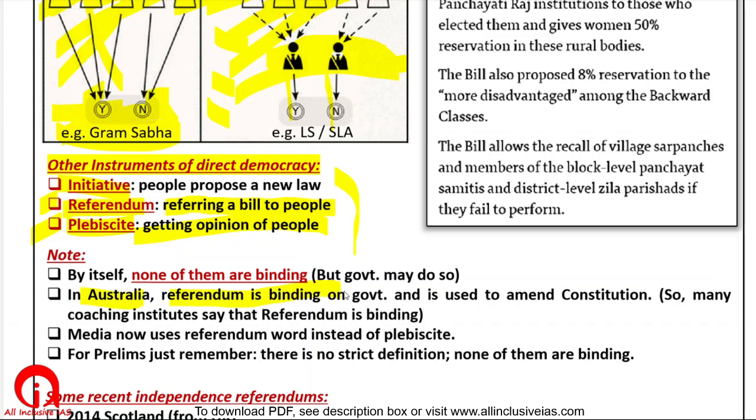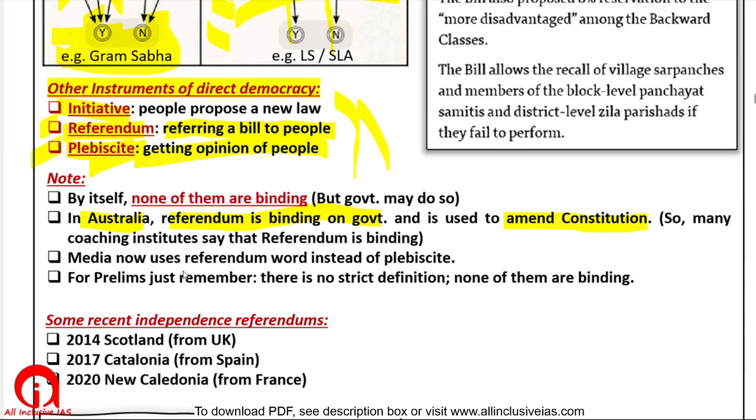in Australia referendum is binding on the government. And it can be used to amend the constitution also. The law there is such, but that is not true for everywhere. That is not true for India, that is not true for USA, right? So please don't get confused. Please remember none of these things are binding. Government may announce prior that whatever be the result of the referendum, we will follow that. That is a separate issue.